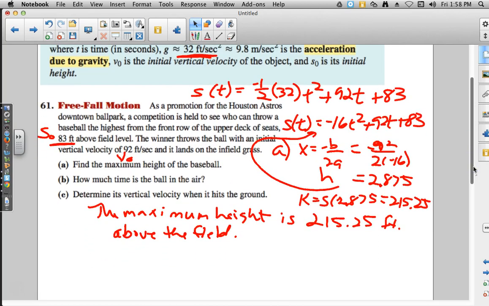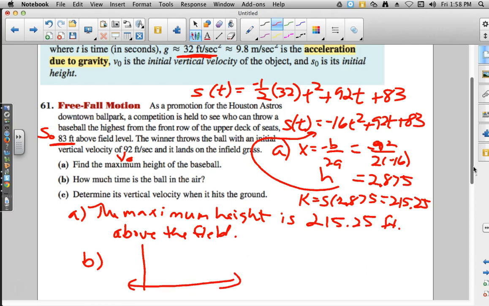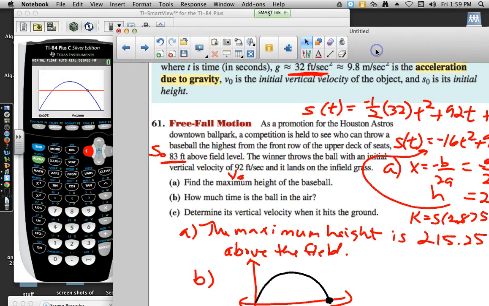And then B says, how much time is the ball in the air? Well, remember when we did this in class, what we said was, you can think of this as your graphing window, and then what you're really finding is the zero there. So it's up to you how you want to do that. It's kind of big numbers. I probably would just grab the graphing calculator and punch it in and find the zero.